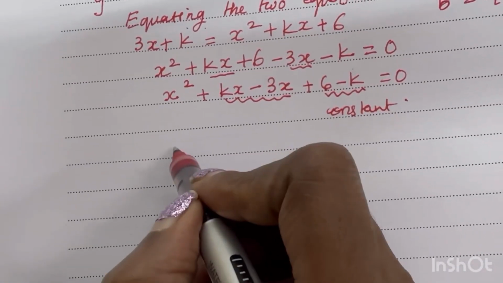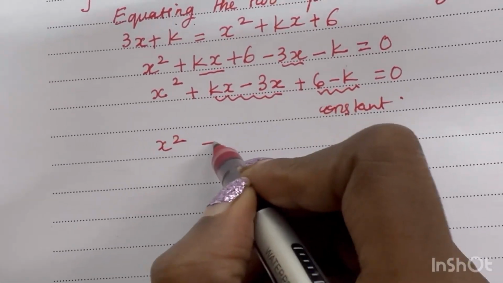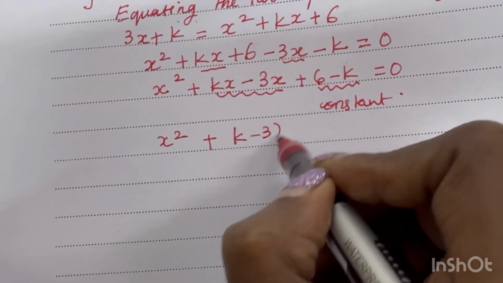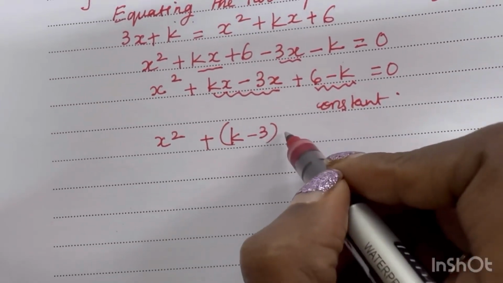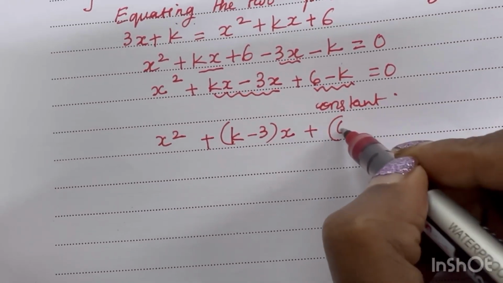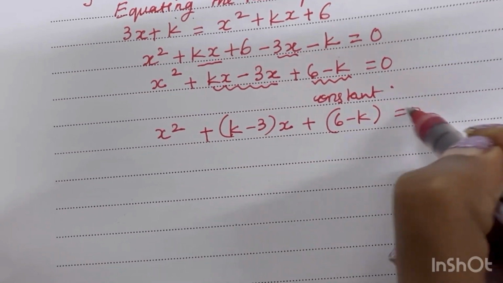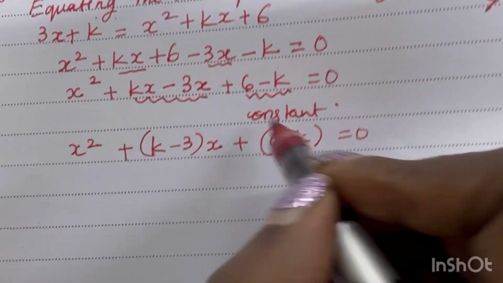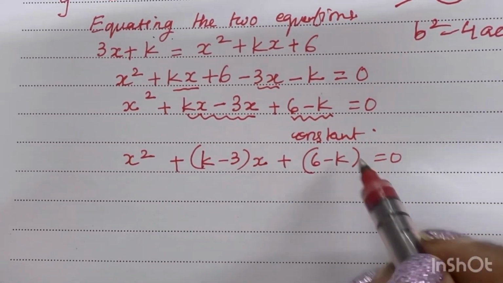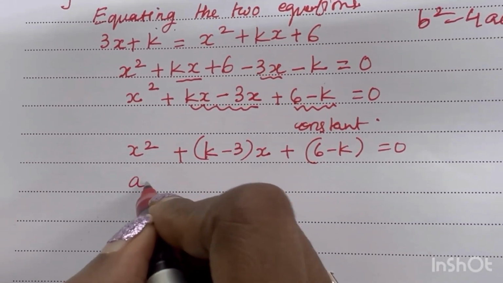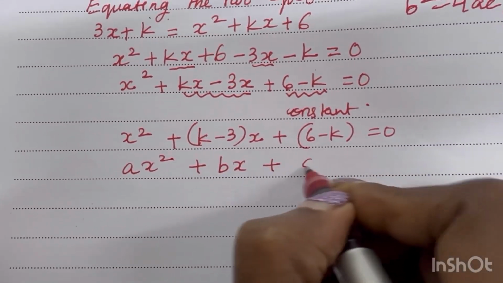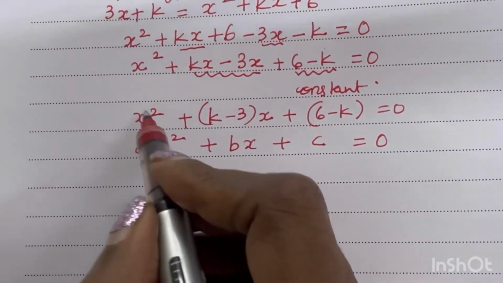Now what I will do is collect the x term. I'll take out the common x, so I'll be left with k minus 3, take the x out, plus 6 minus k. I'll keep it together because I want this term to be taken as the same. No sign is affected here. So now this is in the form of a quadratic equation, which is ax square plus bx plus c equal to 0. So in this question, compare them.